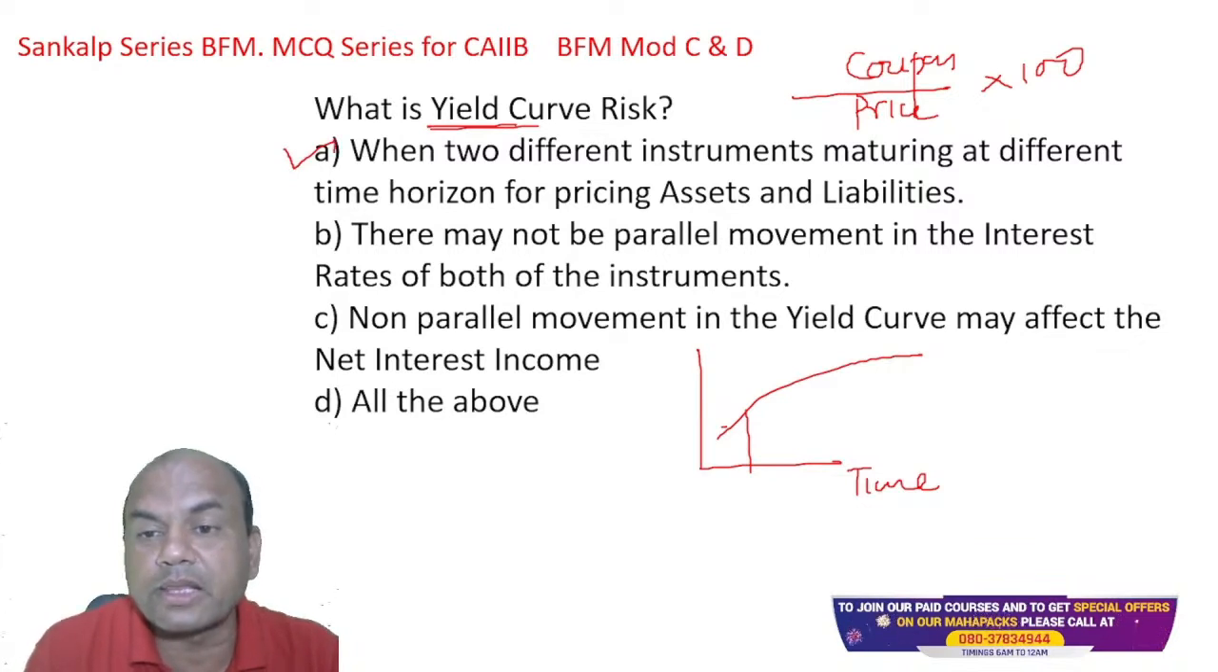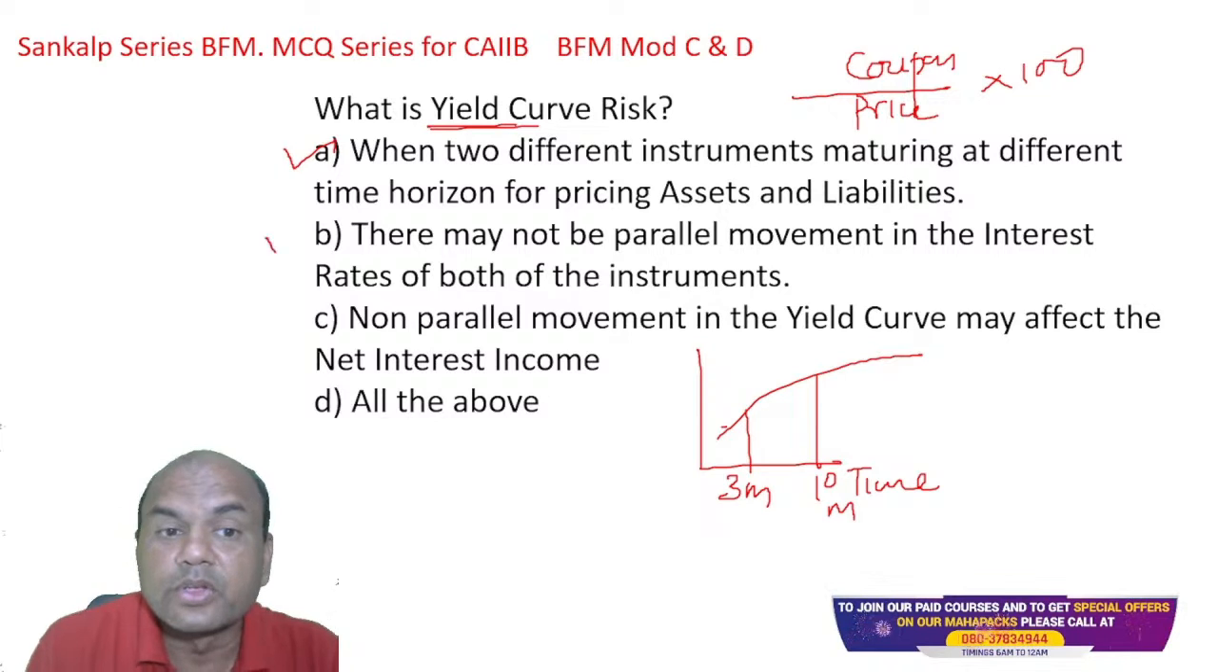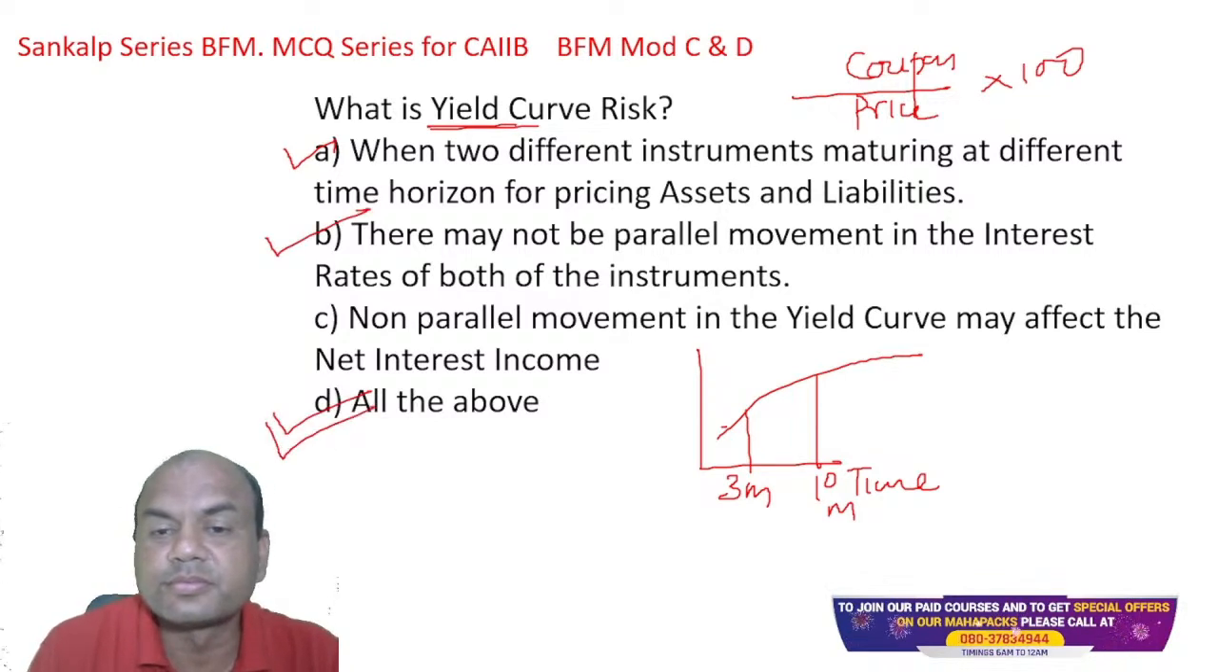There may not be parallel movement in the interest rates of both the instruments. Let's say this is a 3 months bond and this is a 10 years bond. Both of them will move differently. So that is also true. So once you get A and B as true, the answer will be all of these. Okay. So look at the third one also.